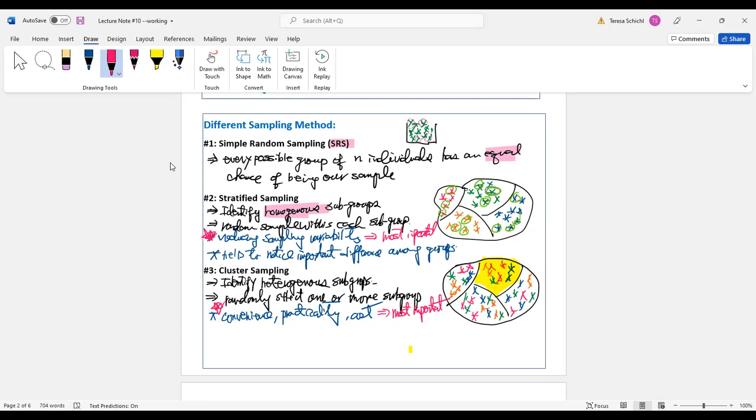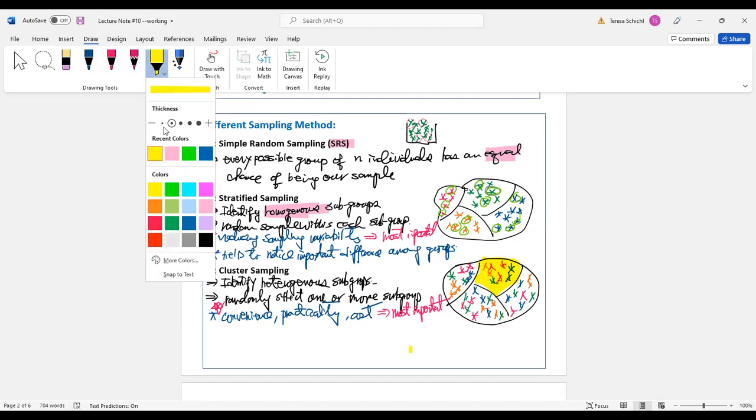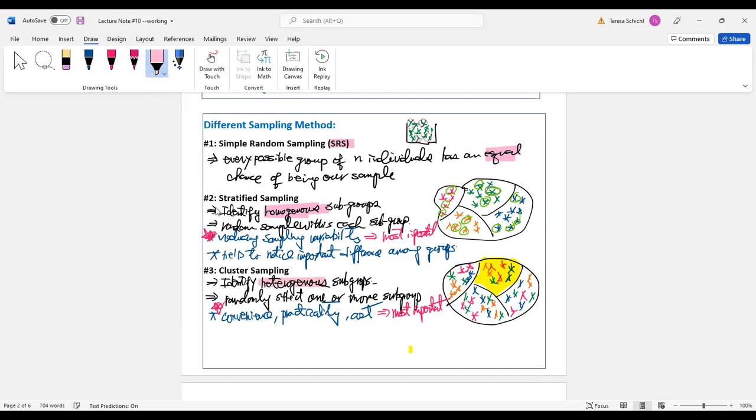So the most important part is that it's very convenient and practical, and also the cost is there. Because the cluster is heterogeneous, the sample from the heterogeneous group should represent the populations. See these pictures here? That's what we call the cluster.